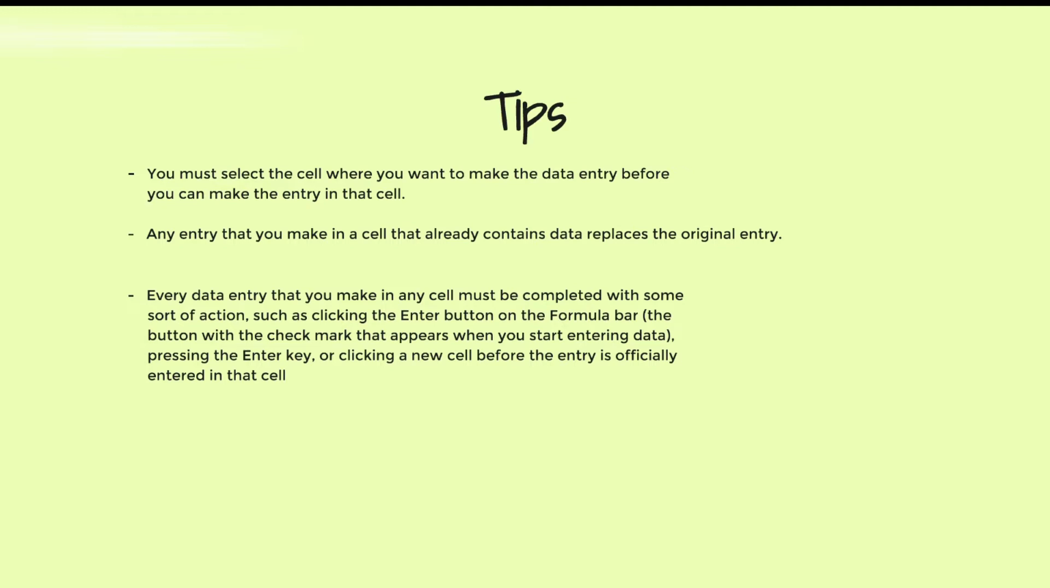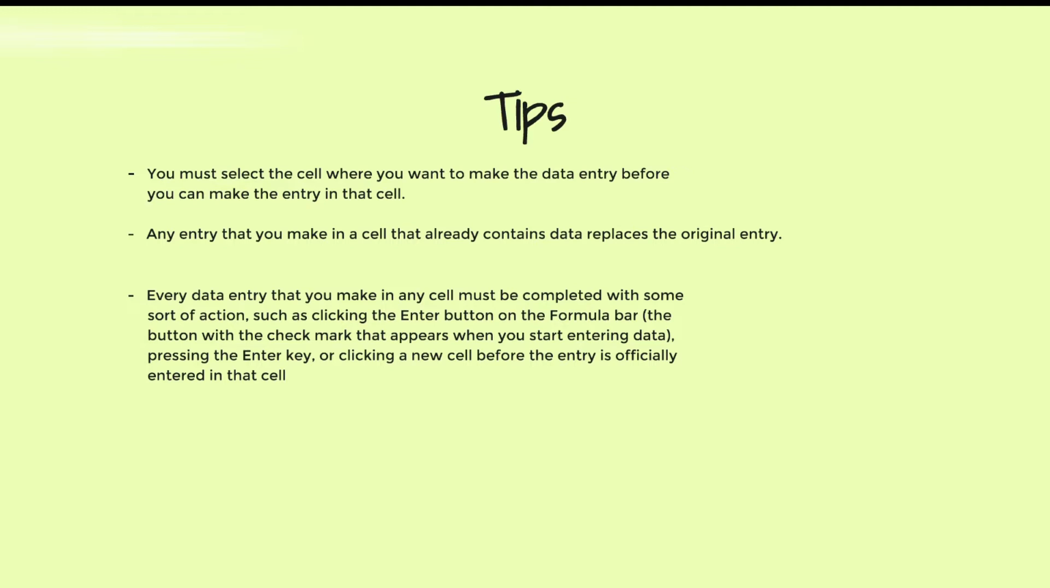Thirdly, every data entry that you make in a cell must be completed with some sort of action. After you go to a certain cell, let's say you put the number 12 in it, you click 1, 2, then you've got number 12. Now you need to confirm that you want to save that data in that cell. Usually you either click away to a different cell or you press Enter on your keyboard. This way you have confirmed that you want that data to stay in that cell.